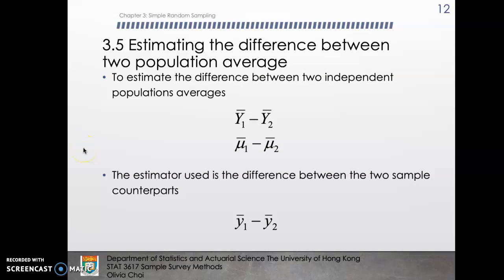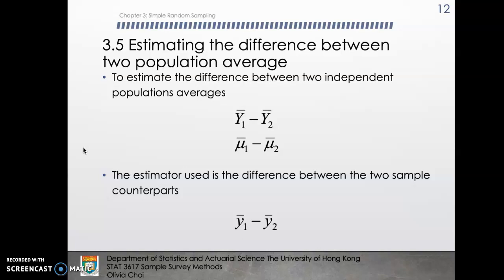All right, section 3.5, we want to estimate the difference between two population averages. Sometimes we want to see if one population average is significantly different from the second population. We can use this section to assess that, given that the two populations are independent.